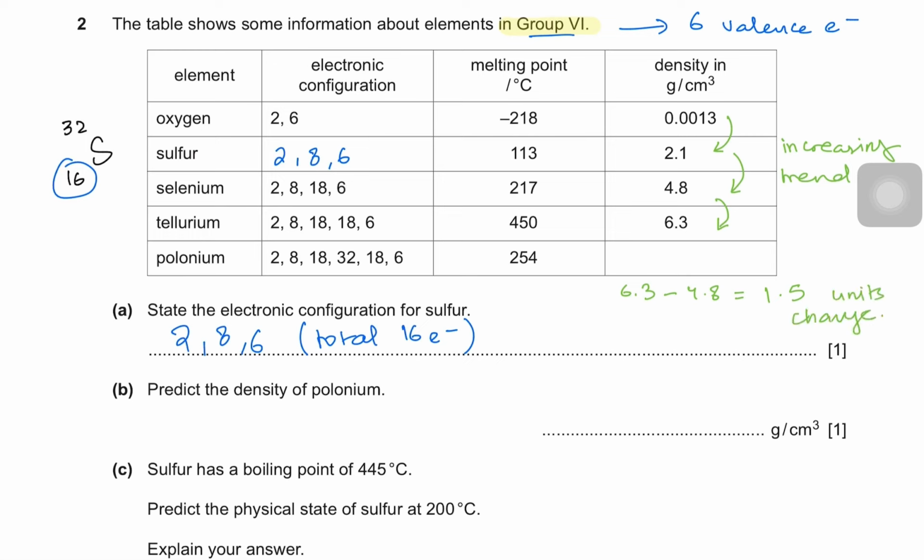So I am very sure next time the same change will occur. So I will add 1.5 to 6.3 to predict, and my answer turns out to be 7.8. So I am saying my density is likely to be 7.8. In the marking scheme, you have a range, but they never ask for a range, they expect an actual value.